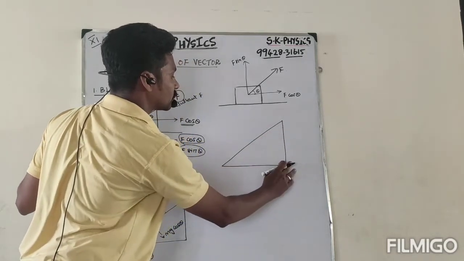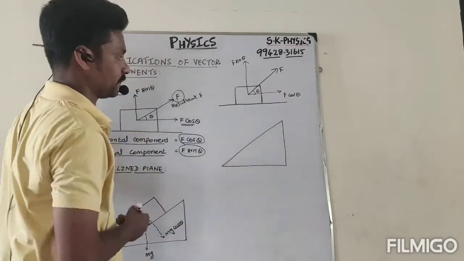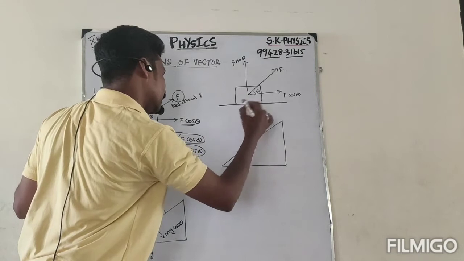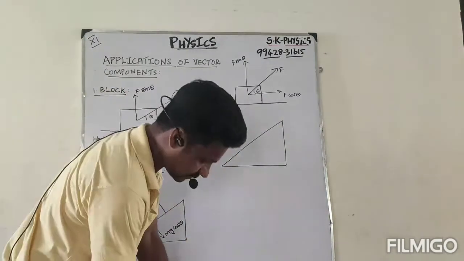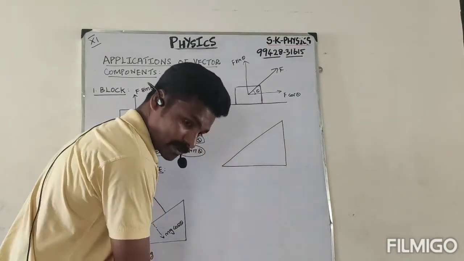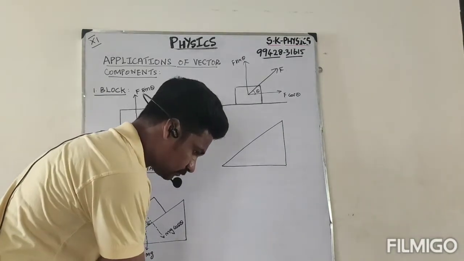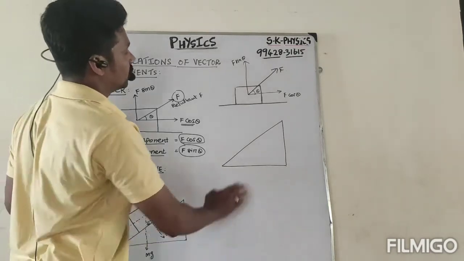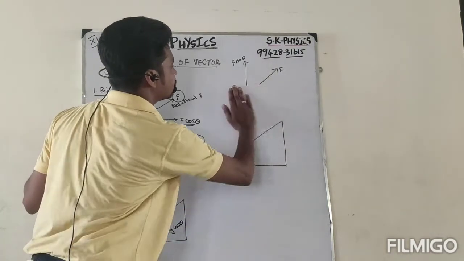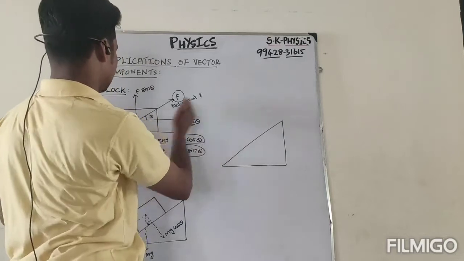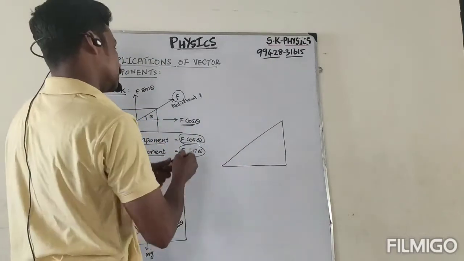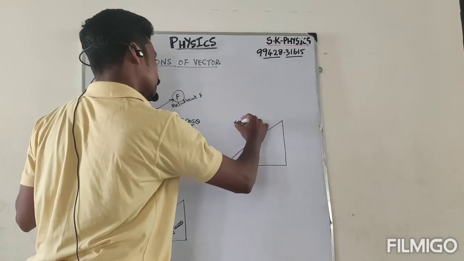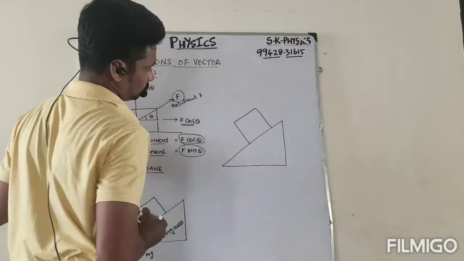Okay. This is an inclined surface. Let us imagine, on the inclined surface, one block. The same diagram only here. So now let us imagine one block. Now it is a block.